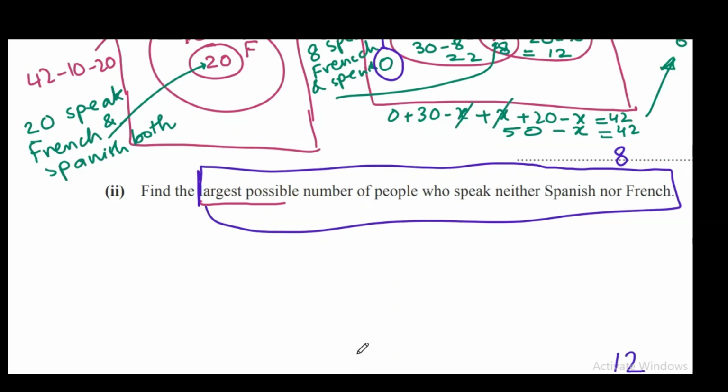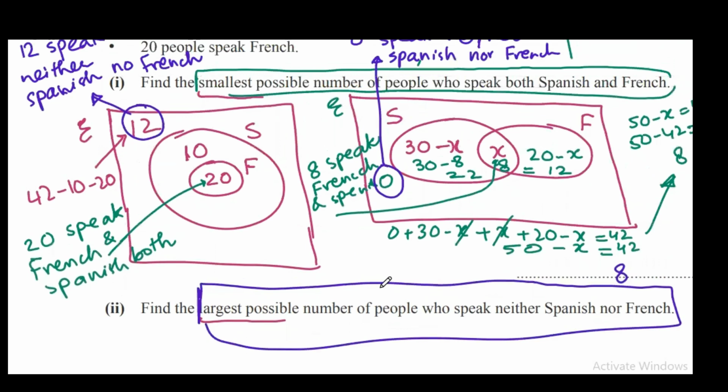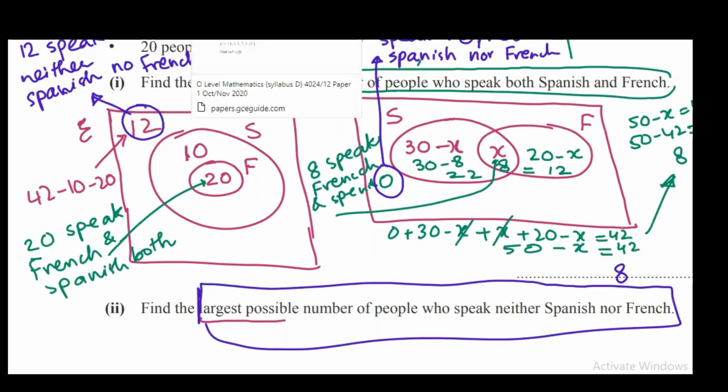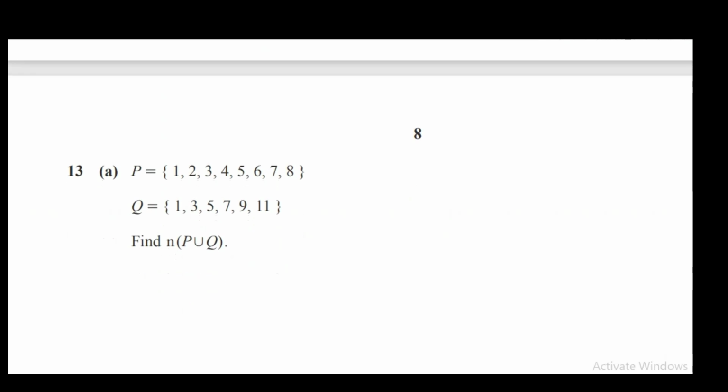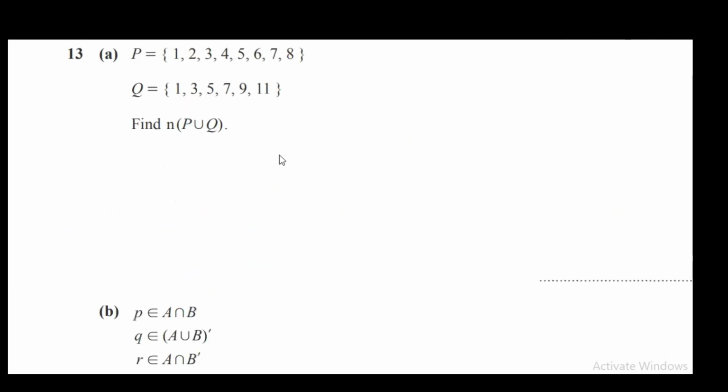This was the explanation for 4024 paper 1 variant 1 October November 2020, question number 14. Now move on. Second question, second paper, which is 4024 paper 1 variant 2 October November 2020, question number 13. And in this question, the set P is the positive integers 1 till 8, and the set Q is 1, 3, 5, 7, 9, and 11, positive odd integers here. Find the number of P union Q.